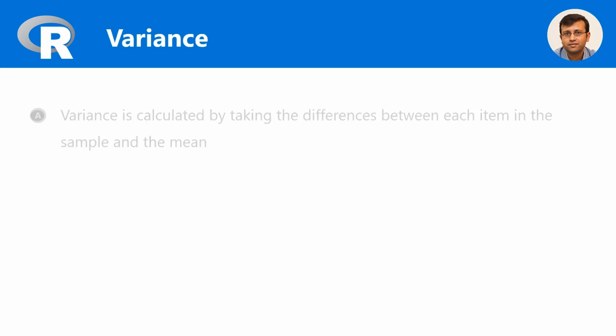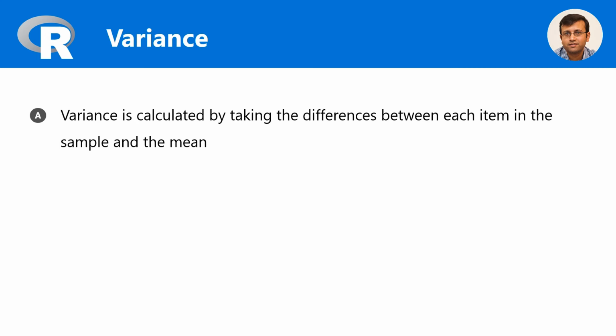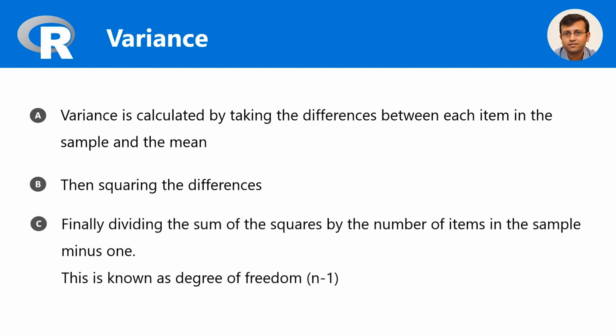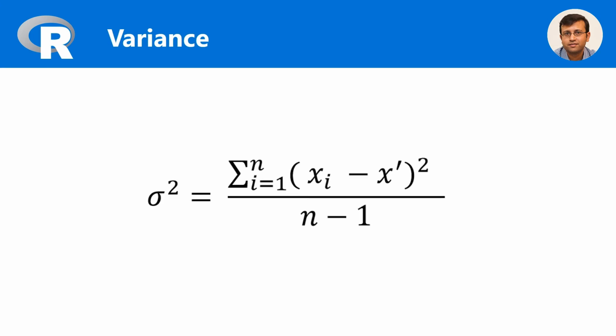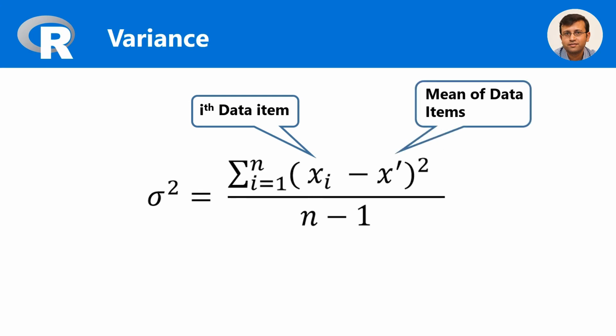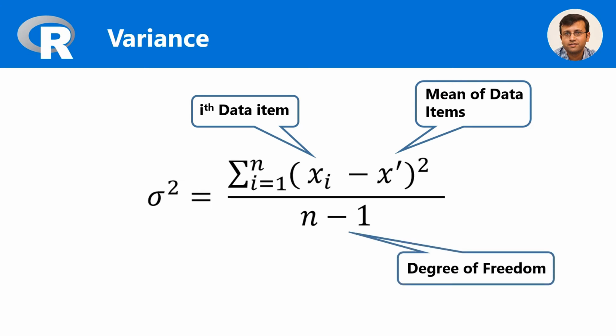The variance is calculated by first finding the deviation of each element in the data set from the mean, and then by squaring it. Finally, dividing the result by the degrees of freedom, which is the sample size minus 1. This is the mathematical equation for computing the variance, where xi is the ith element in the dataset or the sample, x dash is the mean of the dataset or sample, and n-1 is the degrees of freedom, which is the sample size minus 1.